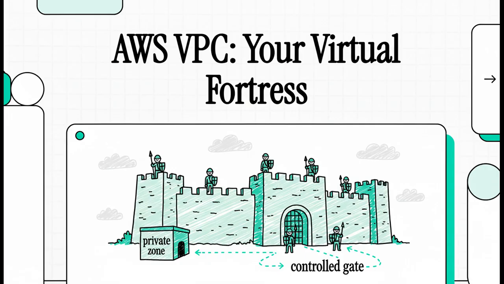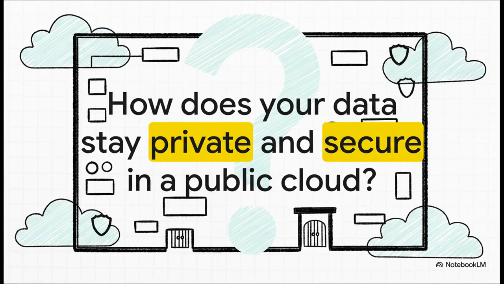Let's get into it. I mean, it's a pretty good question, right? You're in a massive shared space. So how do you keep your stuff private and secure? Well, that is the exact problem that the AWS Virtual Private Cloud, or VPC as you'll hear it called, is built to solve. It's the key to carving out your own isolated, protected network.